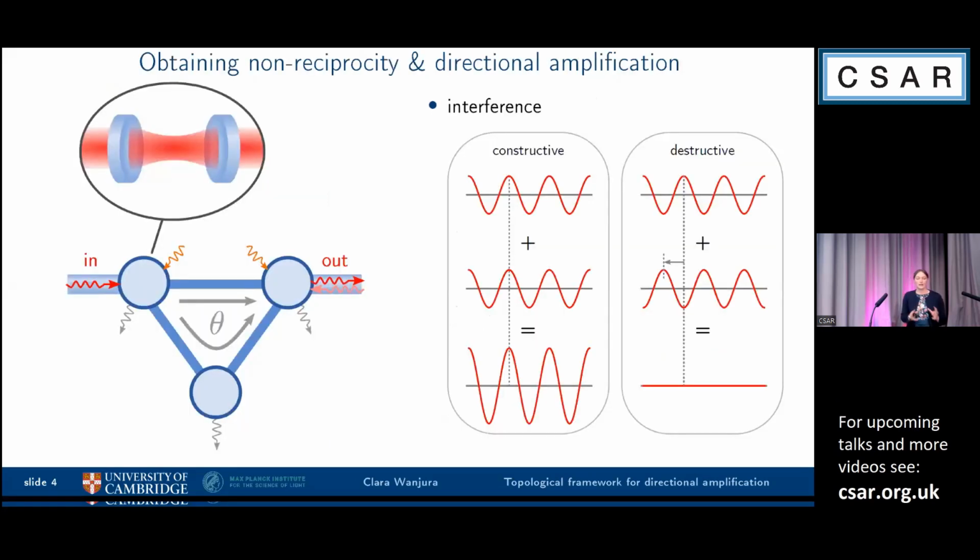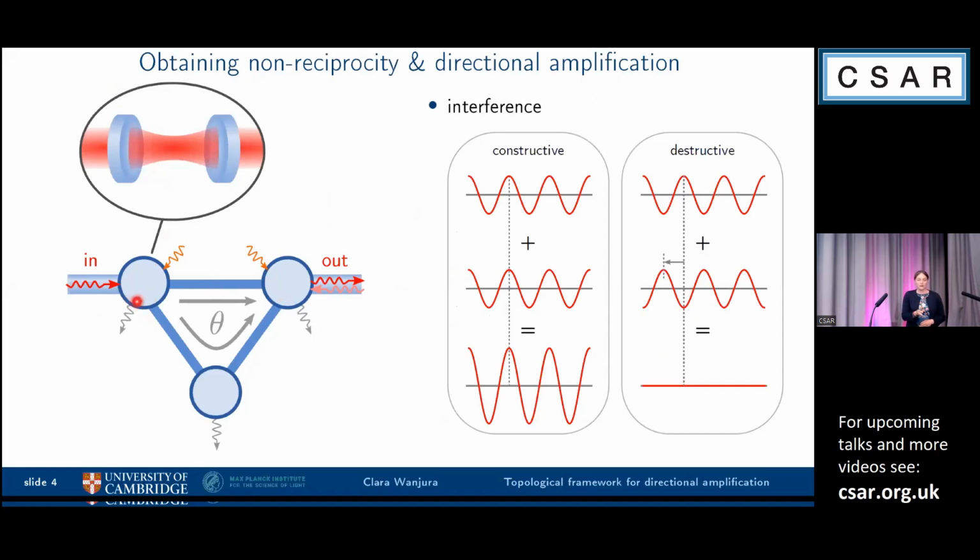So how do we obtain non-reciprocity and directional amplification in practice? An example for an optical network that allows us to do this is the following. Now here, each of these circles represents a resonator. Think of a resonator as a device with two mirrors so that the light can bounce back and forth and it creates a standing wave. And so this is what one of these circles represents.